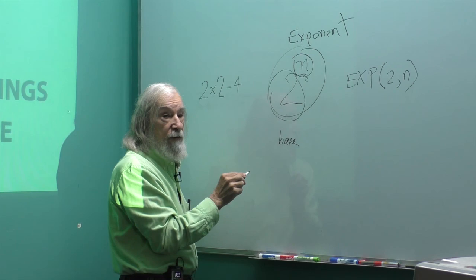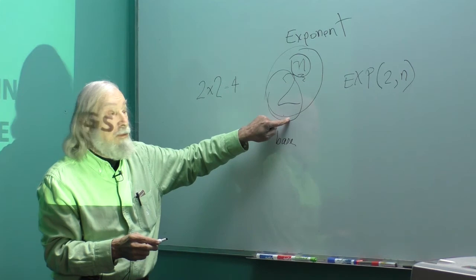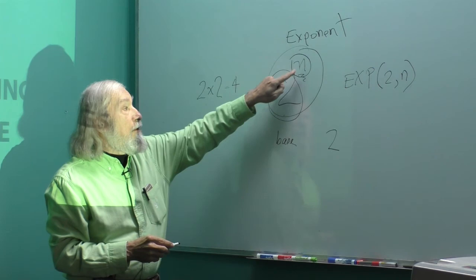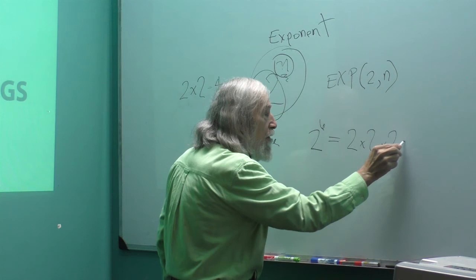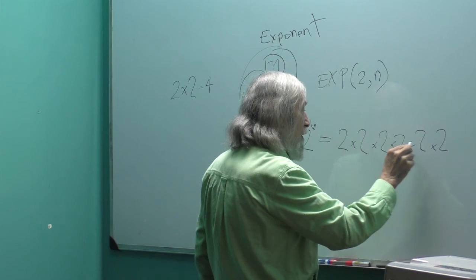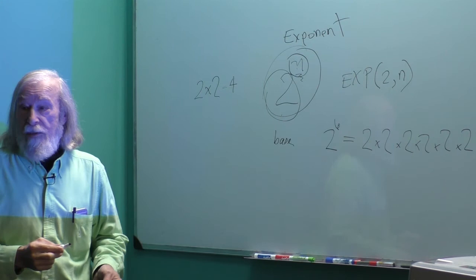Multiply whatever is sitting beneath the exponent, that's a 2, multiply it by itself that number of times. So if it was 2 to the 6th, that's 2 times 2 times 2 times 2 times 2 times 2. One more? 1, 2, 3. No, okay. That's 2 to the 6th. So that's what that means.